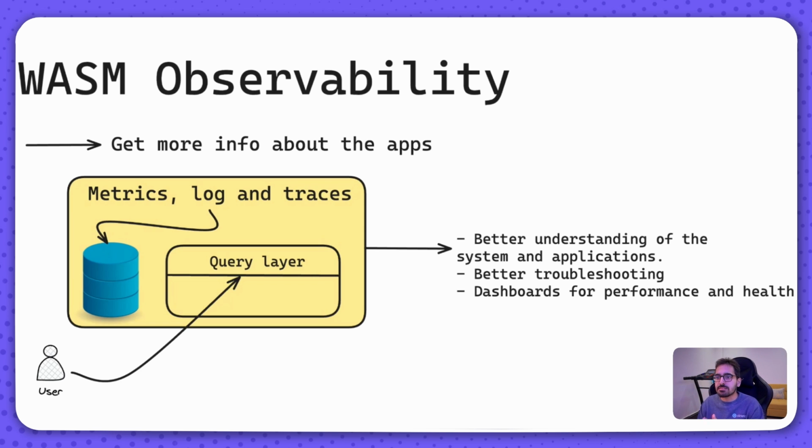observability gives you a better understanding of the system and the application. It helps with better troubleshooting, and also provides dashboards for the performance and health of the application and systems. When we talk about Kubernetes, which is a complex system, it also gives the health of the system. Here we are going to talk about WebAssembly observability, why it is difficult, and how you can do it.